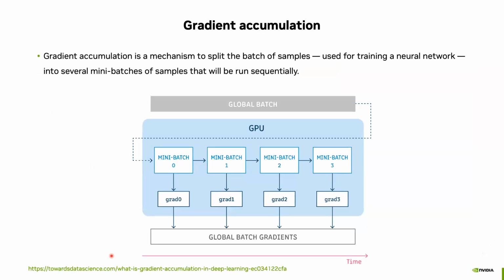Next step, how to make things more efficient during training is gradient accumulation. So if I want to train with bigger batch size, but I don't have many GPUs to run data parallelization, I can do gradient accumulation.